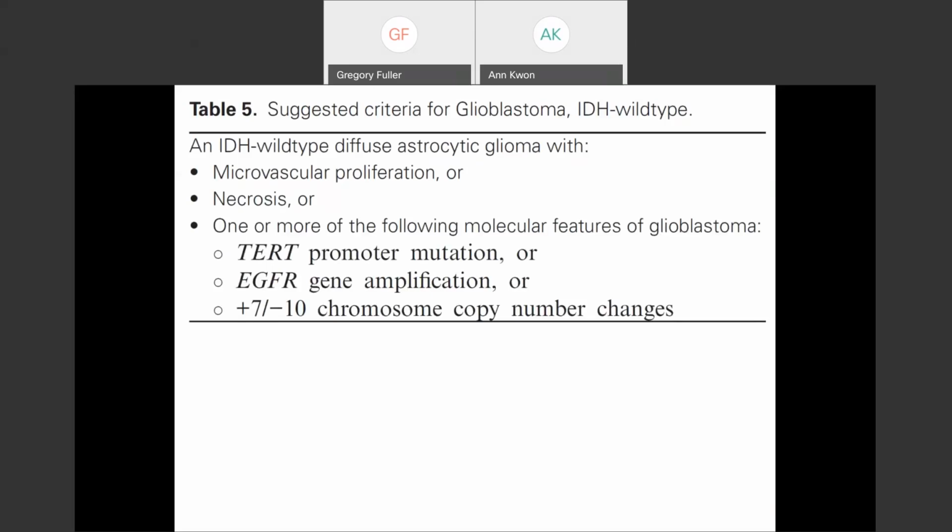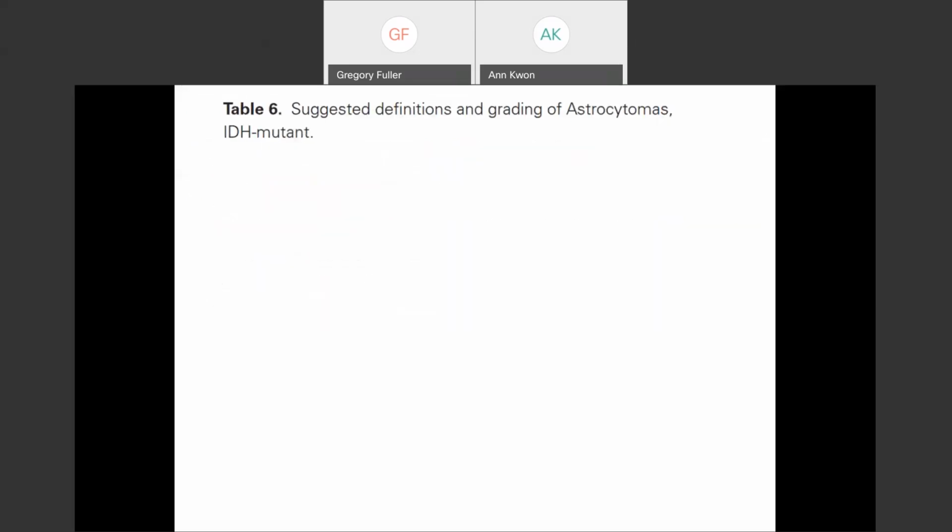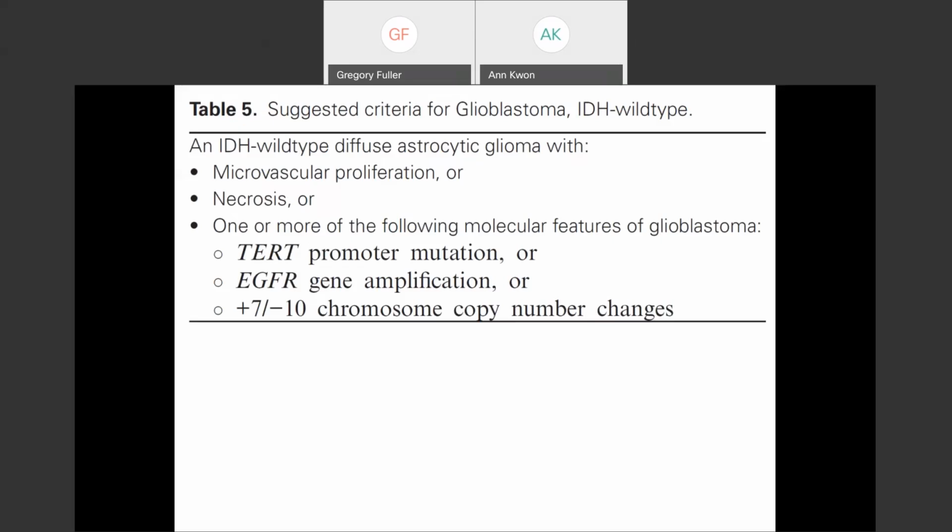TERT promoter mutation. It'd be good to check to make sure it's one of those canonical sites that actually blocks the promoter, blocks transcription. EGFR gene amplification. That's high-level amplification, not just polysomy. And or gain of 7, loss of 10 chromosome copy numbers. Remember we had the cIMPACT update, we gave this long, complicated, diffuse astrocytoma, IDH wild type with molecular features of glioblastoma, WHO grade 4, remember that? We're going to get rid of that because it was preventing patients from entering the study. Now, if you have one of these 3 features, we can call it glioblastoma IDH wild type.